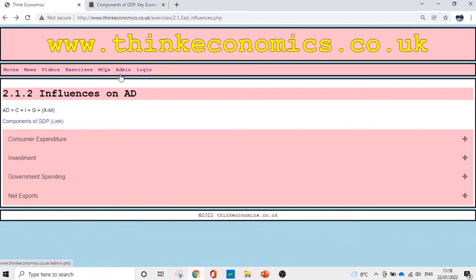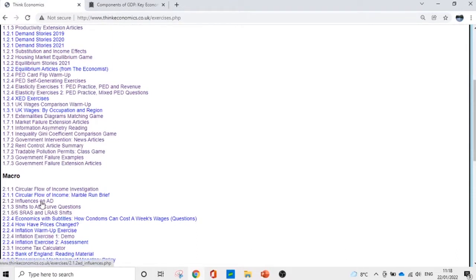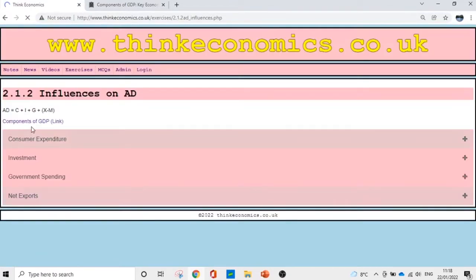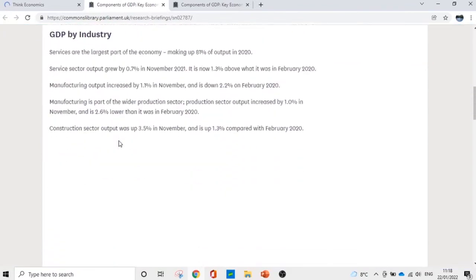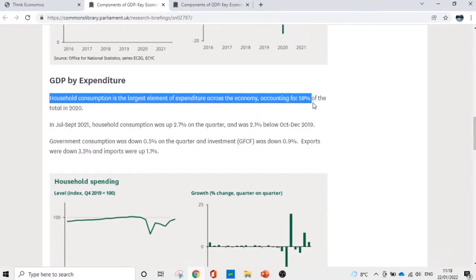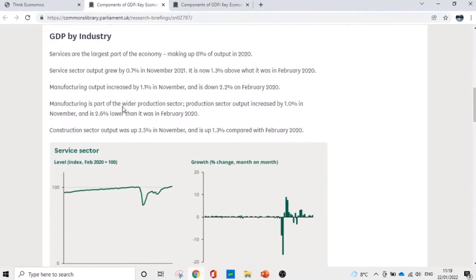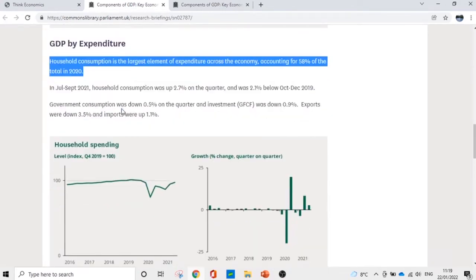If you look on the Think Economics website under exercises, and then under 1.2.2, it has a link to this lesson. It gives us this influence on AD, and let's see if this is any different. Oh yeah, here it is. It's not in the graph. Household consumption is the largest element of expenditure across the economy, accounting for 58% of the total in 2020. Now, I would expect that going forward in 2021, when they review this in 2022, this will come back up to that higher percentage. It's just because in 2020 the UK government was spending so much money, but I think that's quite interesting anyway.